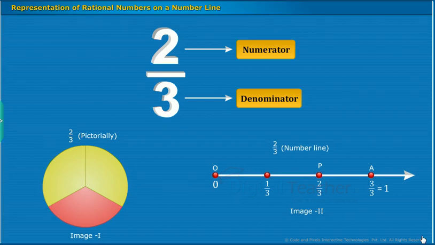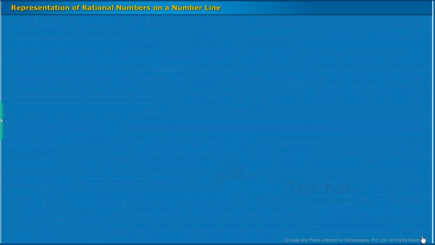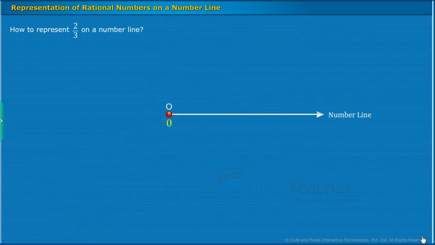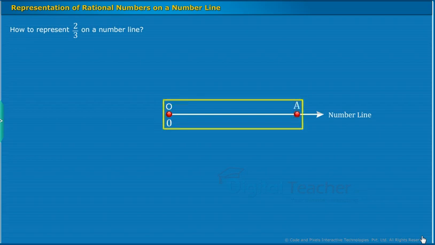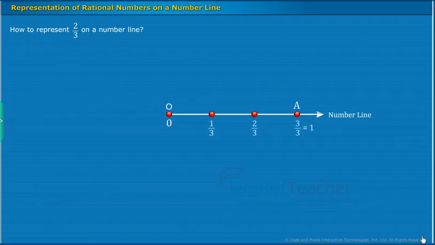Let us represent 2 by 3 on a number line. Initially draw a line. Take a point O on it and mark it as 0. From the right side of point O, set off equal distances to A, that is OA. Now divide OA into 3 equal parts as the denominator is 3. Let OP be the segment consisting of 2 parts out of 3. Thus, the point P represents the rational number 2 by 3.